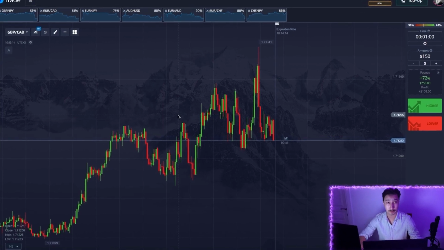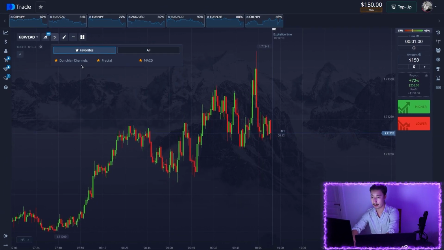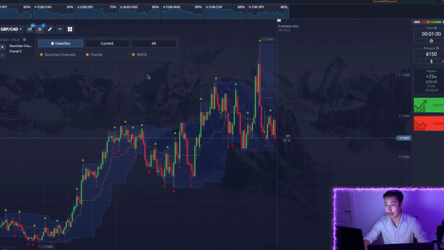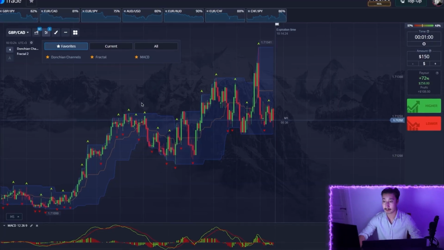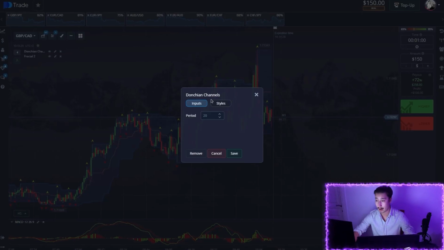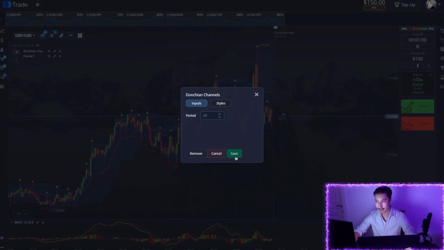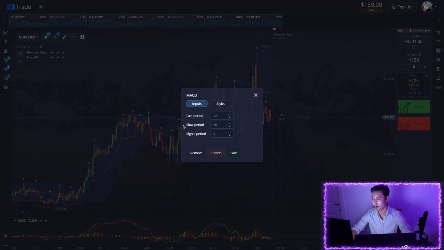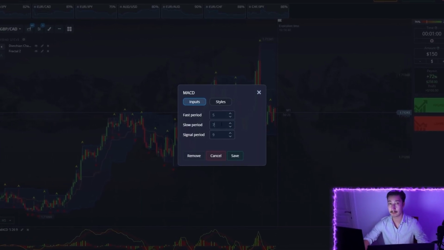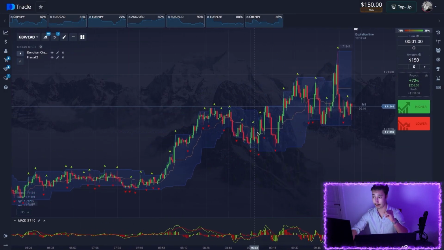and let's choose the indicators. Today it is going to be Donchian Channel, Fractal, and MACD. Donchian Channel and Fractal settings we do not change. We leave everything as it is with a period of 20, but we will change the MACD settings, set the period to 5, 7, and 10. The setup of indicators and oscillators is completed.